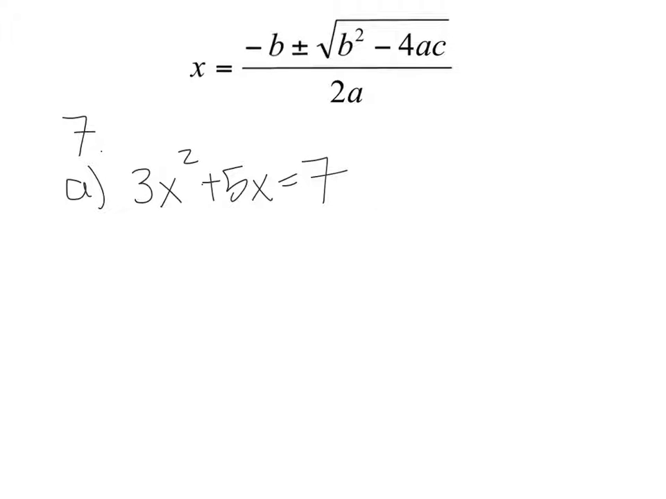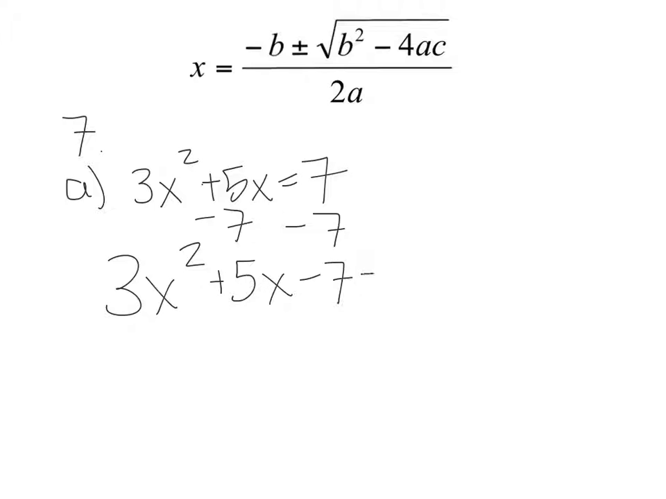This problem asks us to solve the quadratics by using the quadratic formula. In order to do so, we need one of the sides of the equations to equal 0. So if we look at 7 here, if we subtract 7, this side will equal 0. And this side on the left, 3x squared plus 5x minus 7 will equal 0. It's now in standard form.